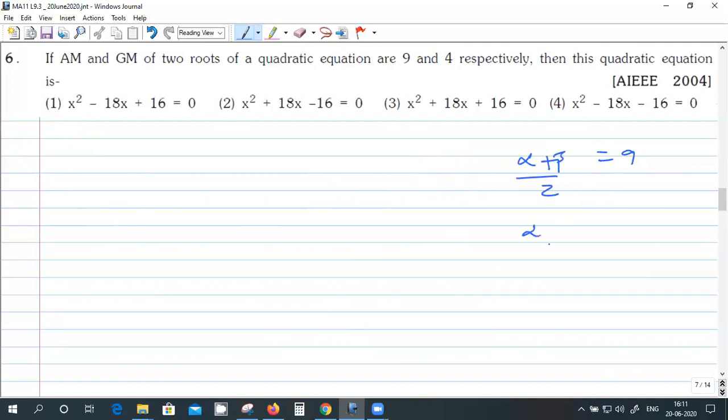And the second one is square root of alpha into beta, the GM, is 4. So alpha beta is 16. And alpha plus beta equal to 18. So it will be fourth or first option. So the sum of the roots is minus b by a, so 18. It will be this only, first one only.